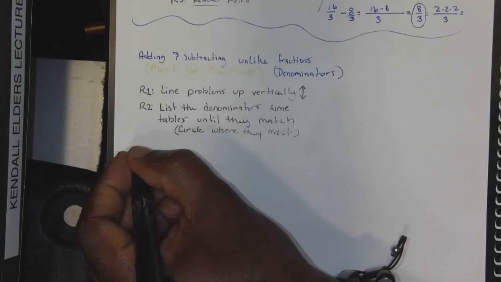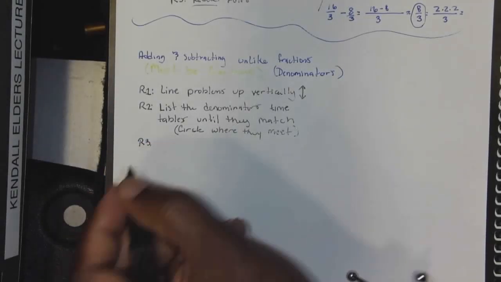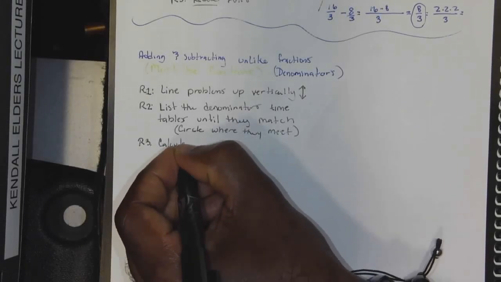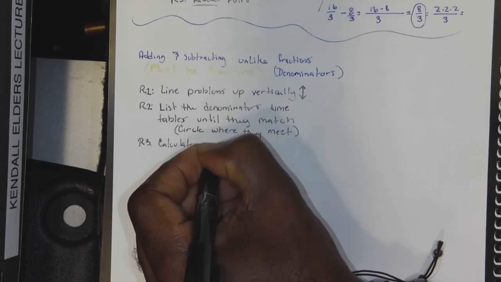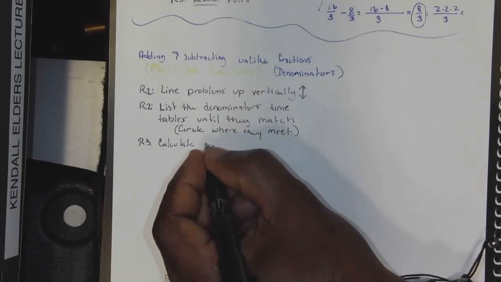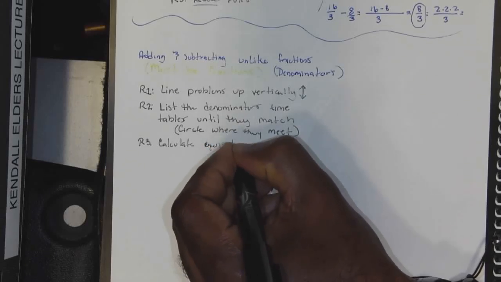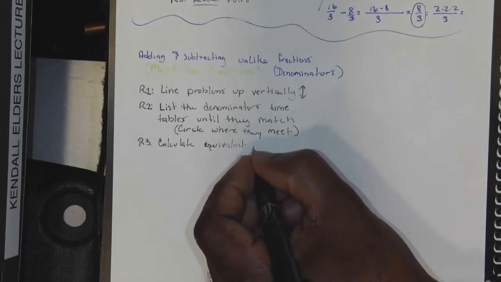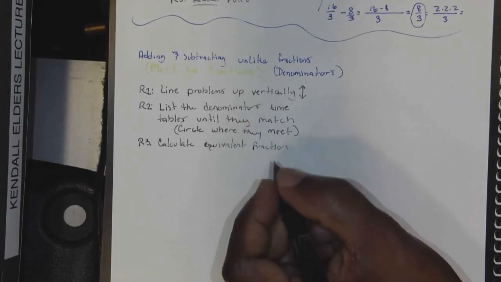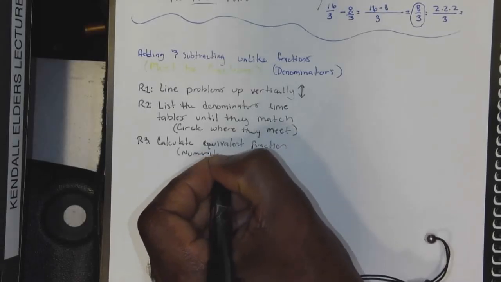Alright. Rule 3. Calculate common, we'll say equivalent fraction. Alright. When I say fraction, I'm talking about numerator. Pay attention to the numerator.